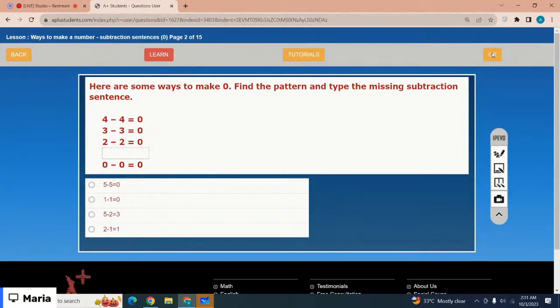Okay, here are some ways to make 0. Find the pattern and type the missing subtraction sentence. So which sentence is missing? How do you find the missing sentence? Where you have to add what you are asking about. David, what are you asking about?